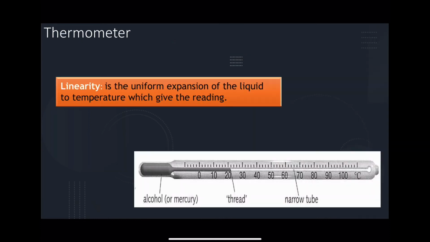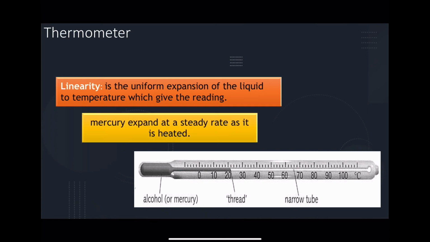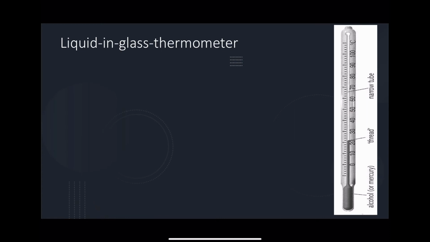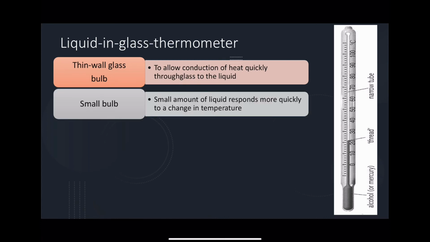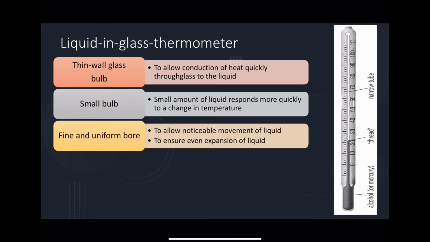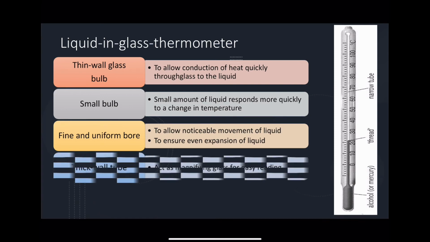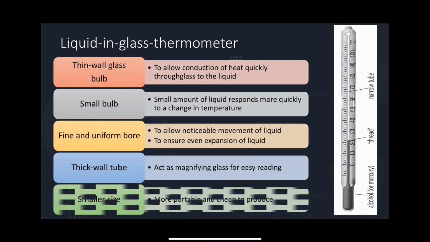And then we need to know about the linearity. It is the uniform expansion of the liquid to temperature. Liquid in glass thermometer, we need to have thin wall glass bulb. And then we need to have a small bulb and fine and uniform bore. Next, we want the thermometer to have thick wall tube and it must be smaller size.